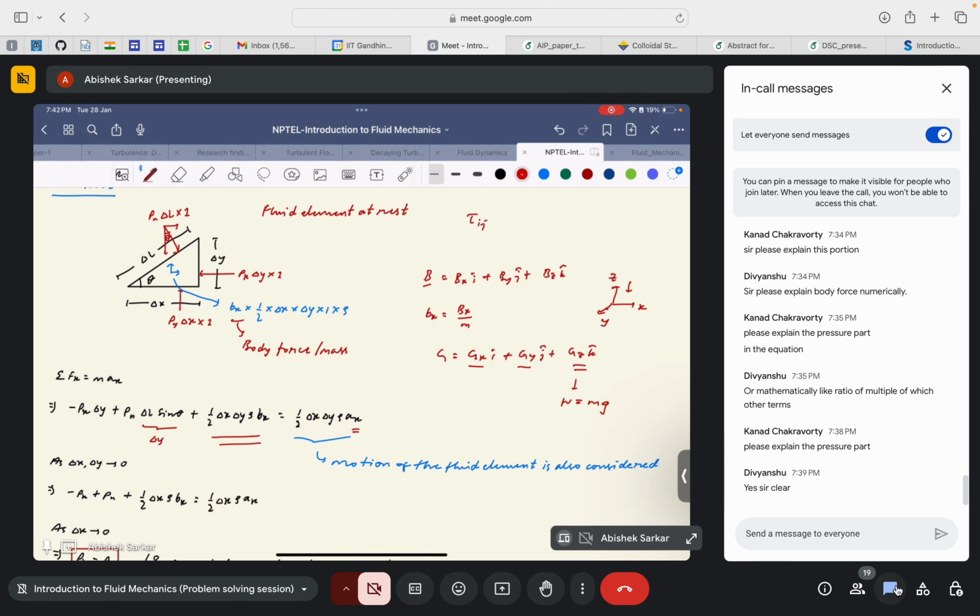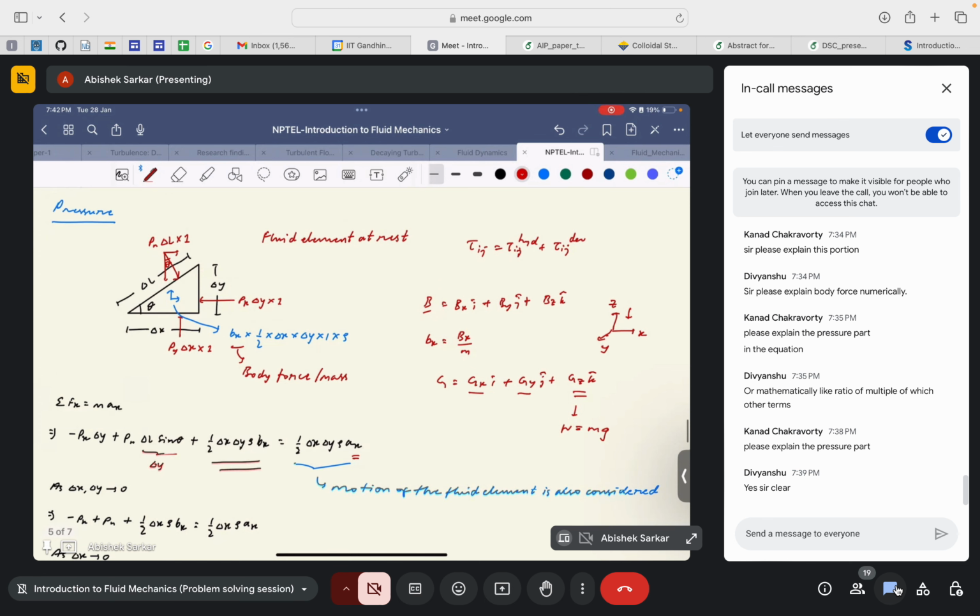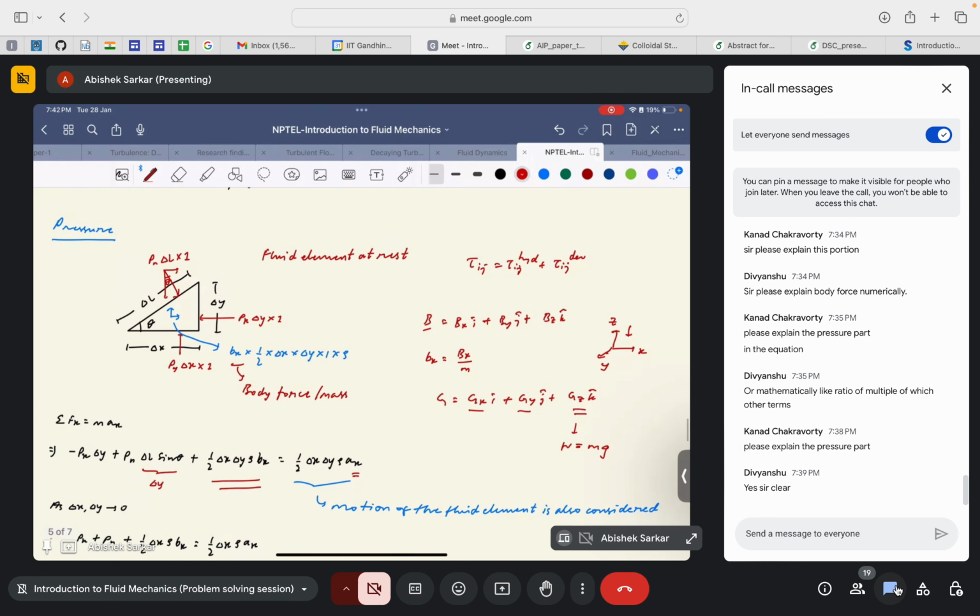Stress is tau ij, hydrostatic plus tau ij deviatoric. It's a bit advanced for now, but the stress can be dissociated into two components, and pressure will come in the hydrostatic component because it is the stress that acts on the fluid element when it is at rest. When it is in motion, then the other stress component also comes into the picture. This is the deviatoric part.